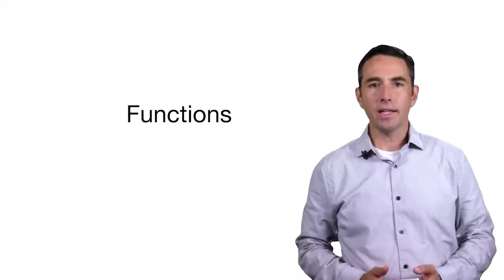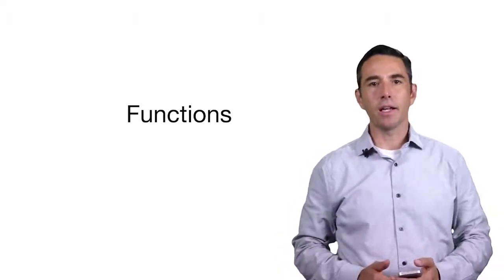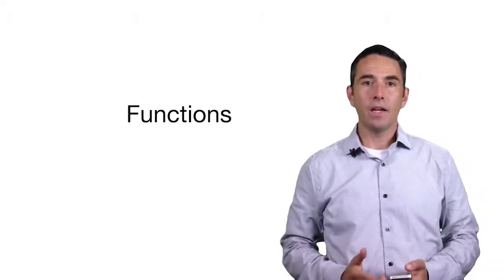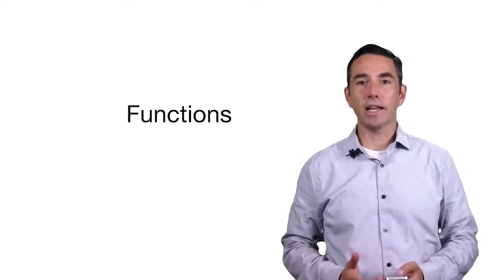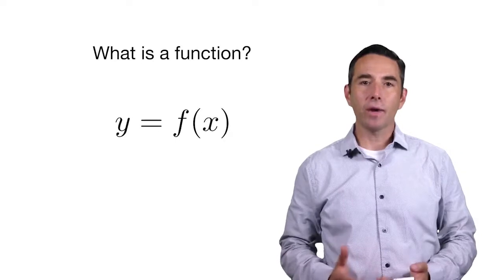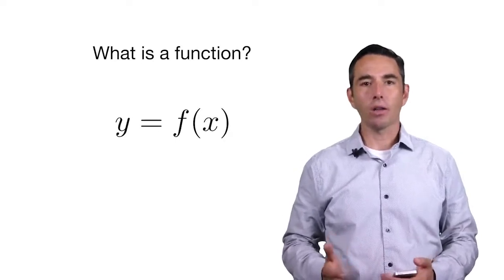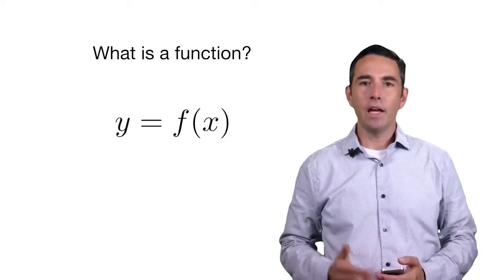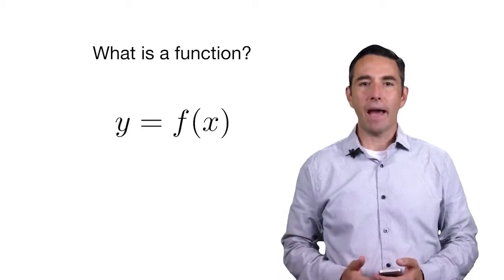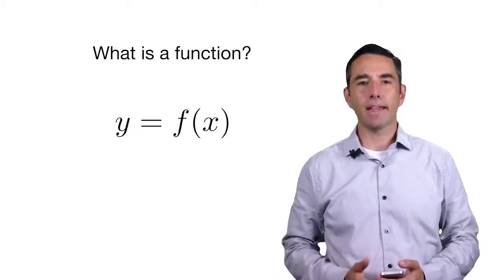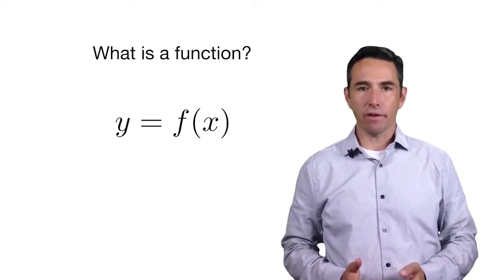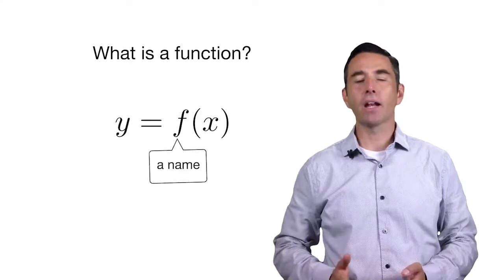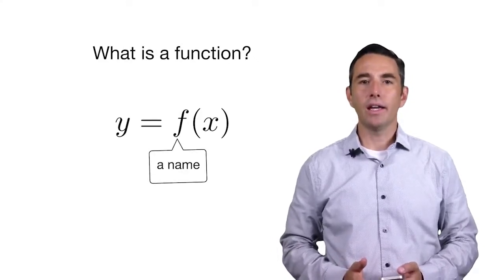I'd like to introduce the idea of functions in Objective-C now. Functions are something that you might be familiar with if you've taken a math class, particularly an algebra class. In a lot of ways, functions in code are a lot like math functions. If you remember the definition of a function from math class, you might remember something like this, where y equals f of x. This is a mathematical notation for a function, and it has a sort of an analog to the way things work in code.